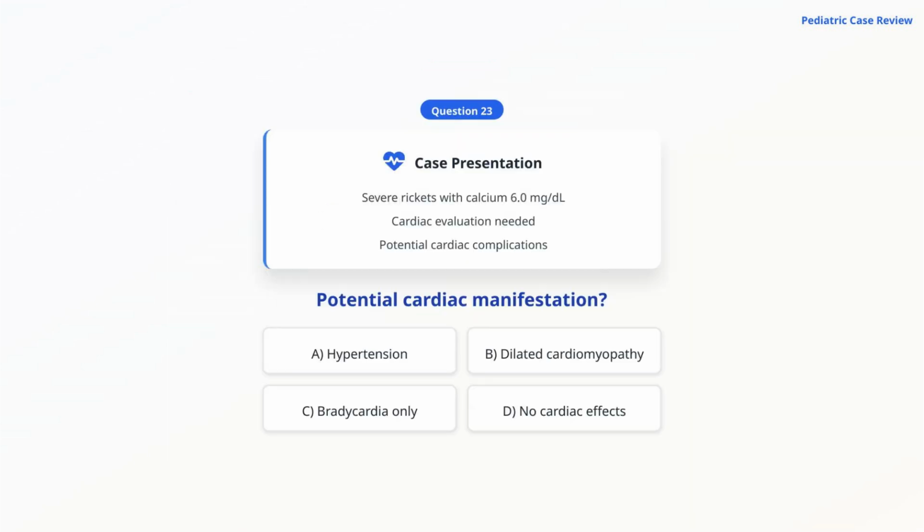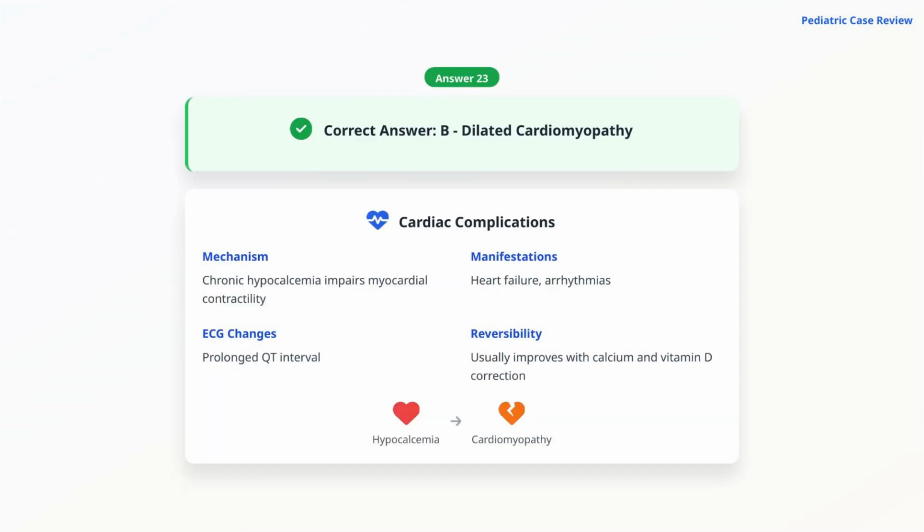Case 23. A child with severe rickets has a serum calcium level of 6.0 milligrams per deciliter. Question: what is a potential cardiac manifestation of severe hypocalcemic rickets? Option A. Hypertension. Option B. Dilated cardiomyopathy. Option C. Bradycardia only. Option D. There are no cardiac effects. The correct answer is B. Dilated cardiomyopathy. Chronic severe hypocalcemia impairs myocardial contractility and can cause dilated cardiomyopathy.